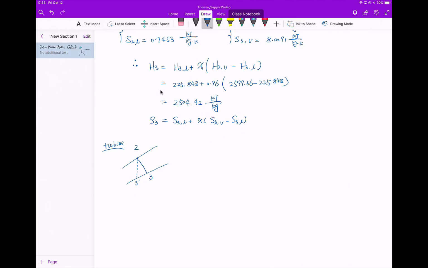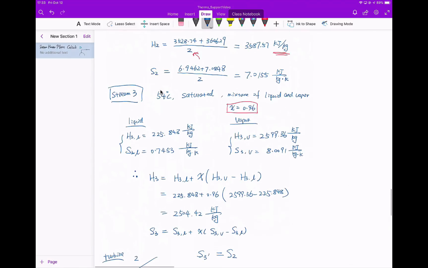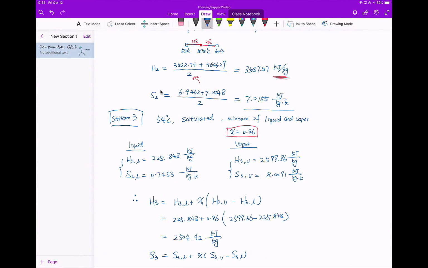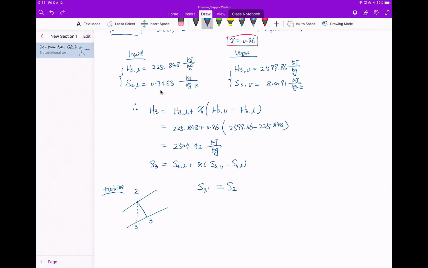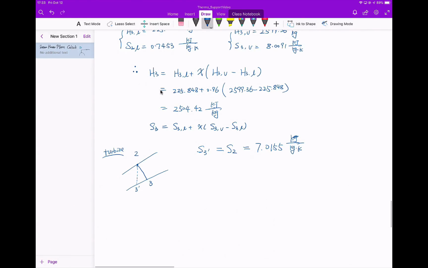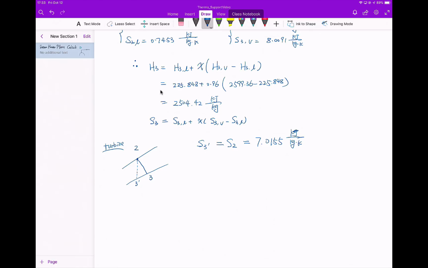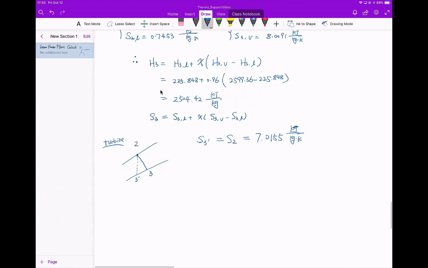Now according to the isentropic process, I know S3 prime shall be exactly the same as S2, and S2 is what? S2 over here is 7.0155 kilojoule per kilogram per Kelvin. Okay. So if that is the case, then I also know this isentropic process for that condition.